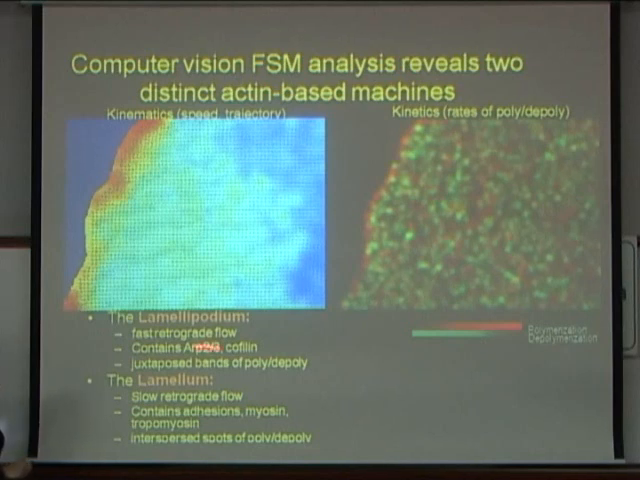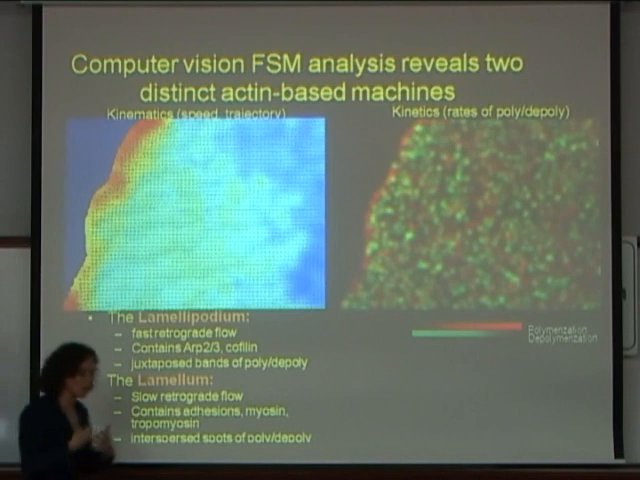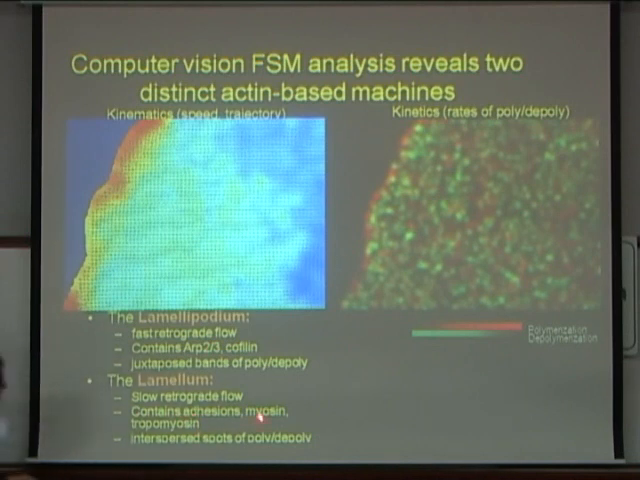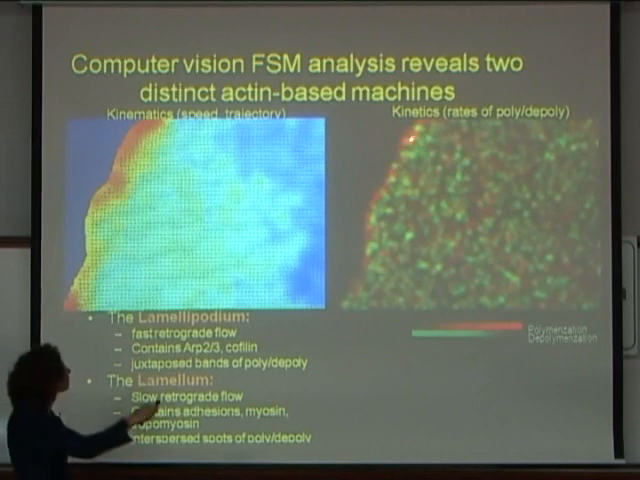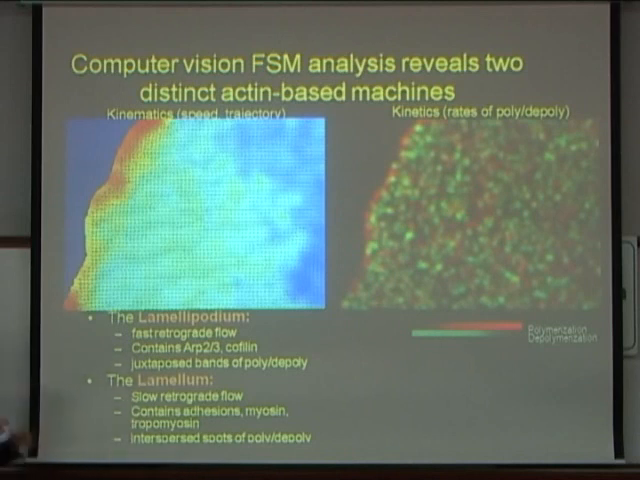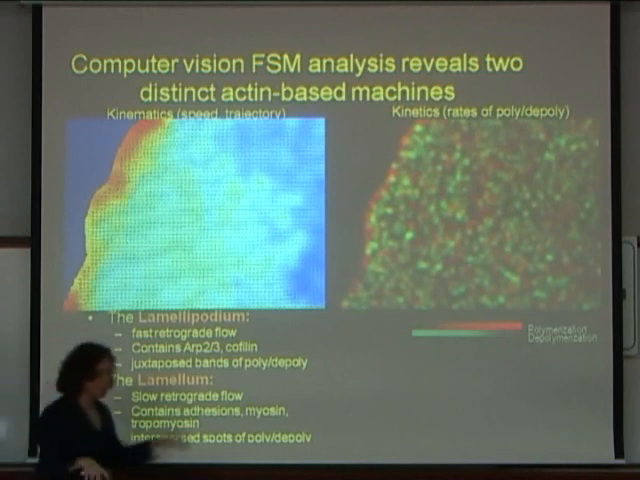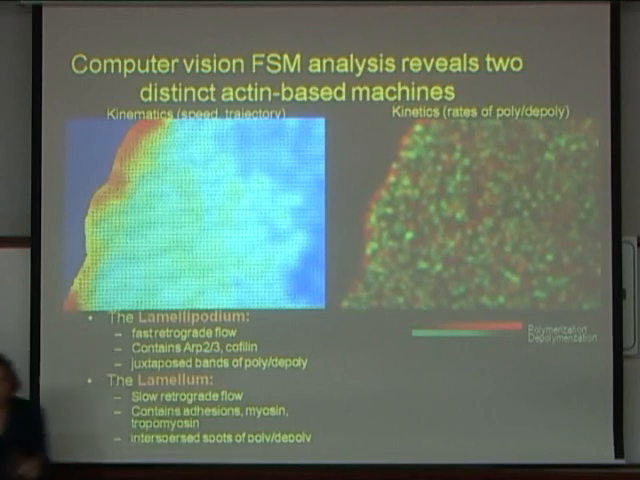We see that the ARP2/3 and cofilin, those molecules that mediate this treadmilling behavior of actin, are absent from this region, but instead the molecular motor protein myosin and its regulator tropomyosin are concentrated here. Those molecules are absent from this band at the front of the cell. And if we look at the kinetic map, instead of this treadmilling array where we've got assembly juxtaposed to disassembly, we've got these interspersed spots of assembly and disassembly. So this is a network that's remodeling sort of randomly in space and time.